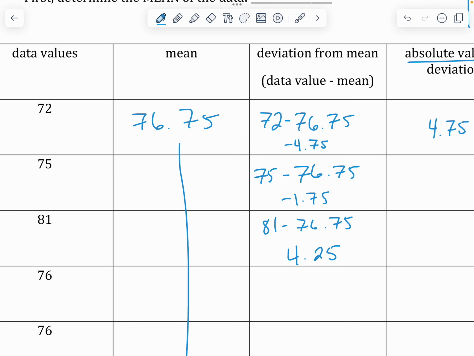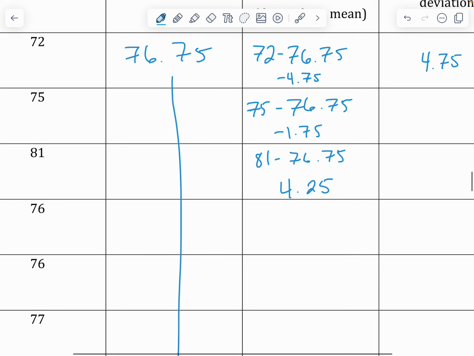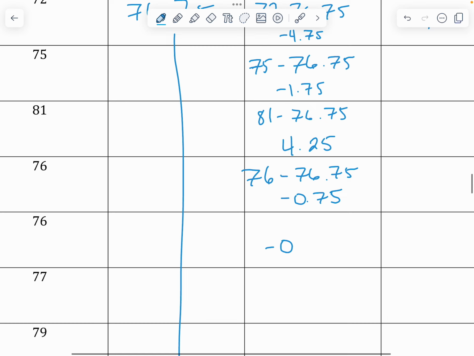Right, let me think. 81 minus 4 gets me to 77. 77 minus 0.25, yeah. Okay, so 4.25. This one is 76 minus 76.75, which means it's in the negative. So negative 0.75, which means this one's the same one.